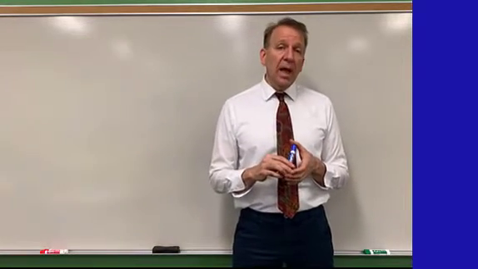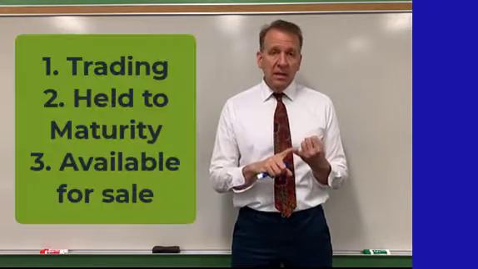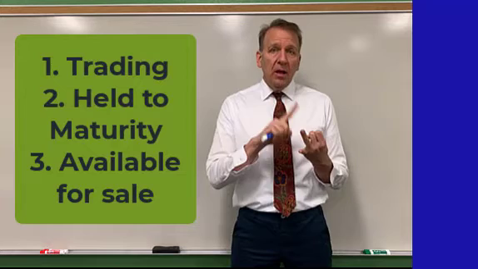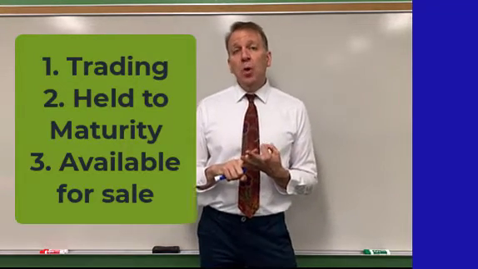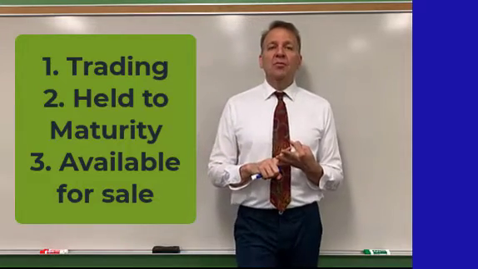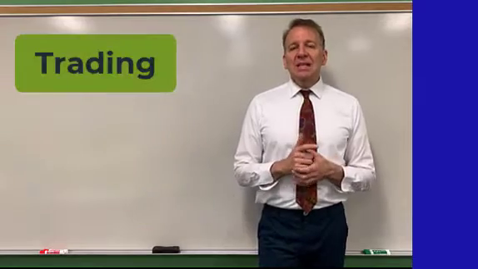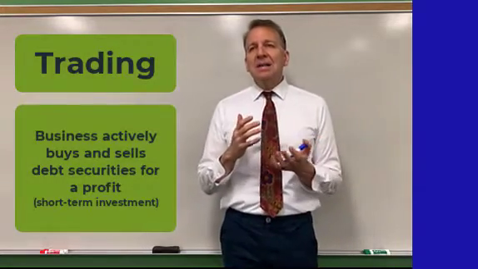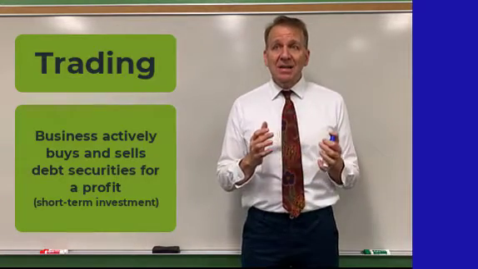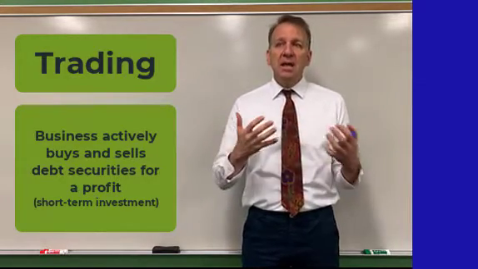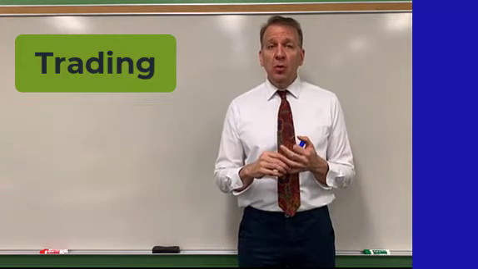And there are three ways that we can account for these debt investments. They can be trading, they can be held to maturity, or they can be available for sale. And we're going to look at each one of these ways. So for trading, the business actively buys and sells debt securities such as bonds for a profit. They're actively buying and selling debt securities. So those would be trading if that's what the business is doing.